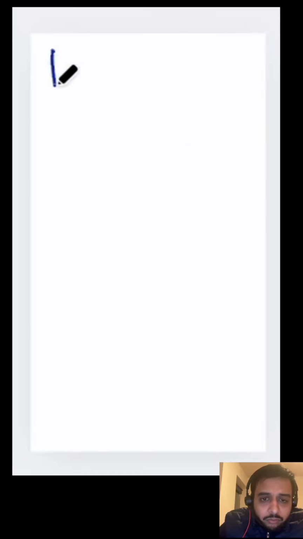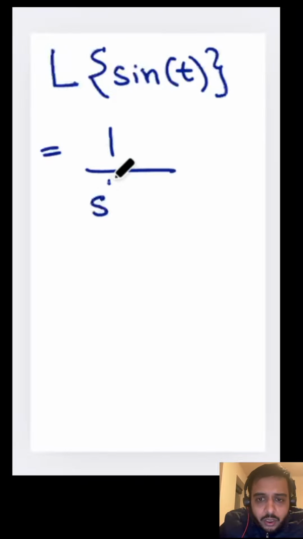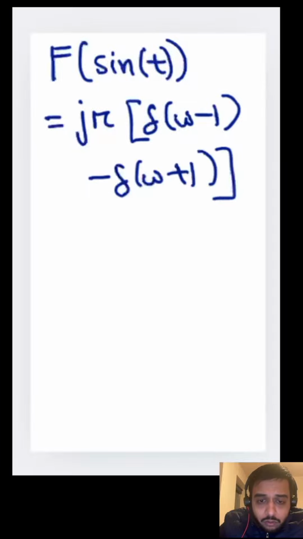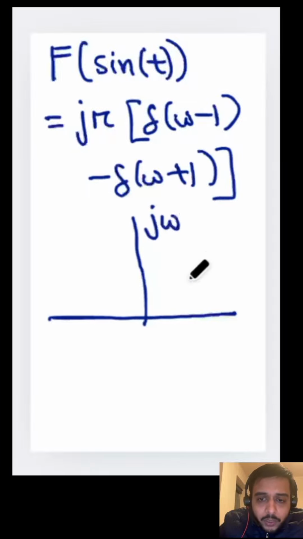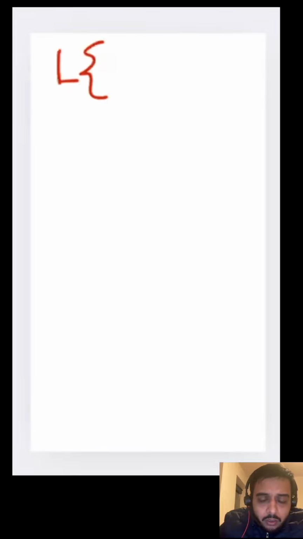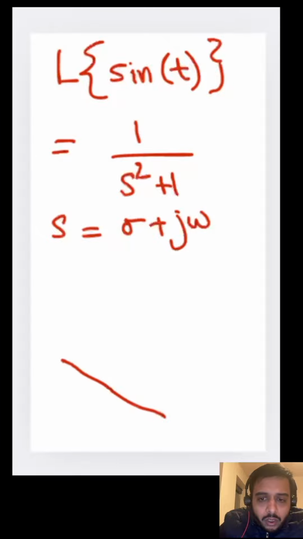Similarly, if we apply the definition of the Laplace transform to sine t, we get 1 over s squared plus 1, where now s is a complex number. This is how the Fourier transform would look if I plot it on the j omega axis: two impulses. If we try to plot the Laplace transform, where s is a complex number, we have a j omega axis and a sigma axis.